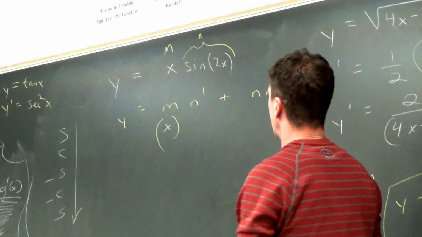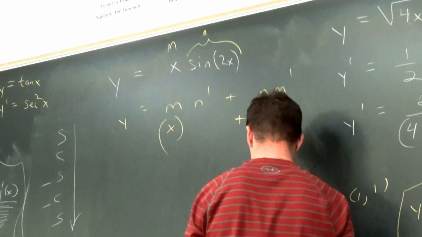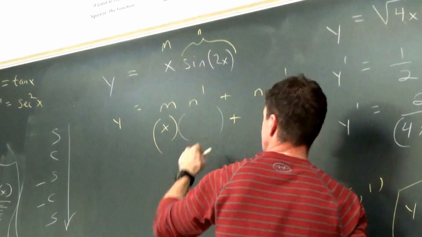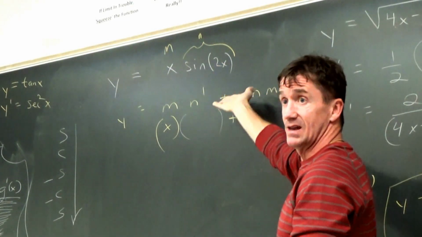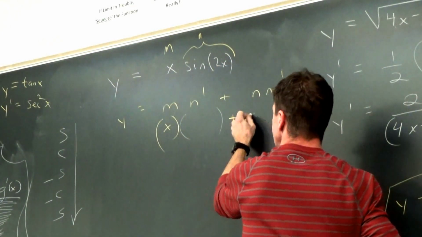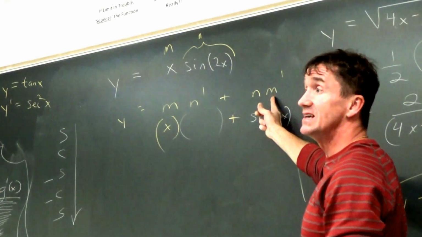That's the hard part. All right, plus, I'll come back to that. I'm coming back to this. That's the hard part. There's a plus. What's n? That's easy. Look at it. What's n? Sine of 2x. It's just a sine of 2x. m prime is easy. 1.